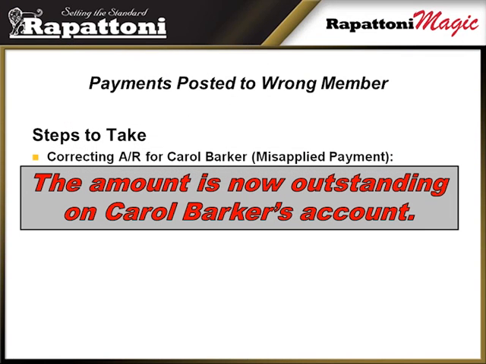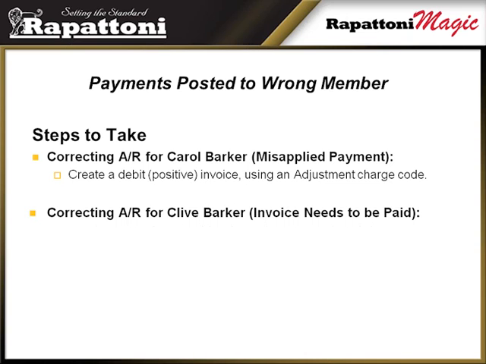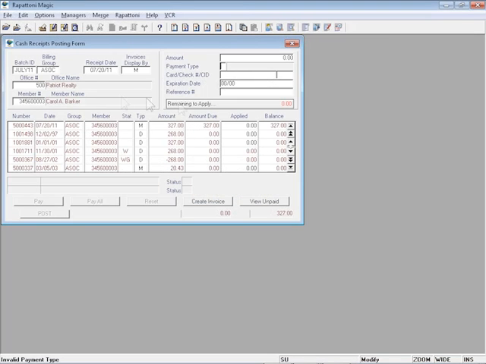Okay, so what we've done is we've adjusted Carol Barker's accounts receivable to show an amount outstanding on her account. She now owes us $327. The next step is to correct Clive Barker's accounts receivable. He still owes us $327. We need to create a credit or a negative invoice using that same adjustment charge code. So we're going to navigate back to Magic in Cash Receipts Posting Form and pull up Clive Barker's cash receipts. And there is Clive Barker.